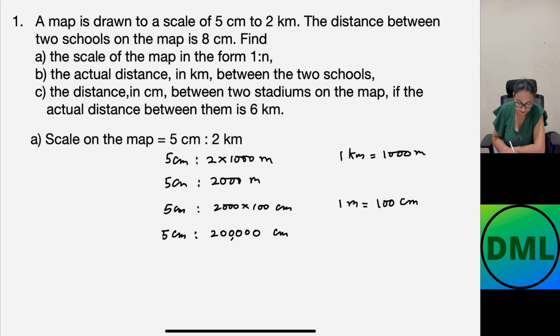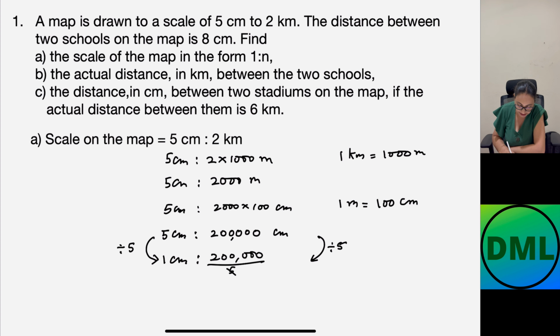I need to calculate for 1 centimeter. How do you reach from 5 to 1? Which operation are we going to do? We are going to do divided by 5. Then I am going to reach 1. The same operation I have to do on the right hand side also, divided by 5. So 200,000 divided by 5.